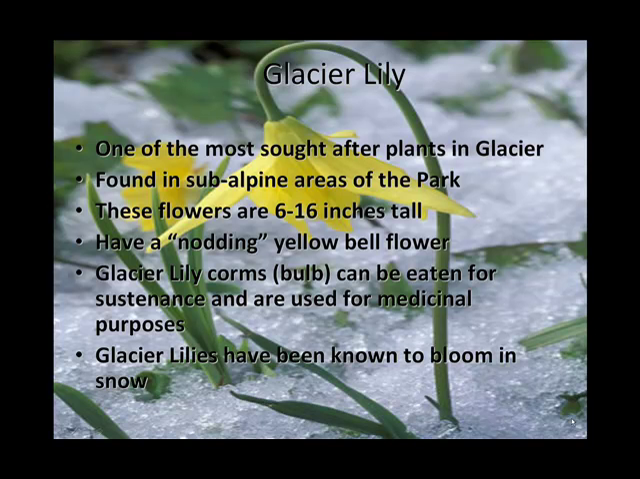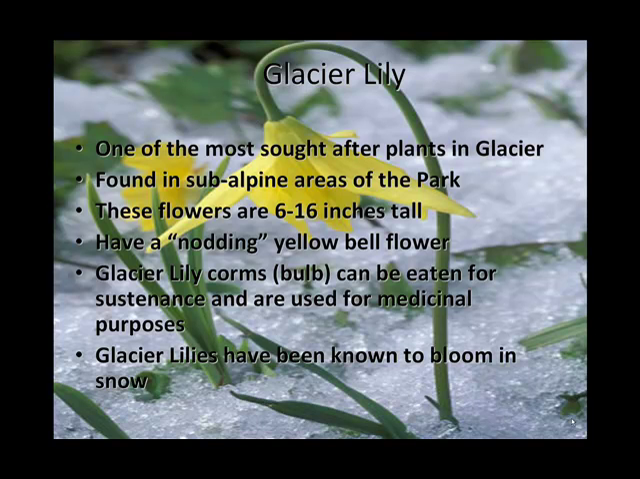One of the most sought-after native plants by tourists in Glacier National Park is the famous glacier lily. These lilies, which are found primarily in the subalpine areas, although they can be found in the lower grasslands too, have been known to emerge through spring snow and bloom.